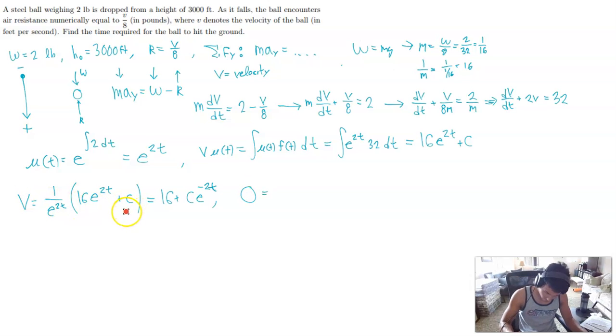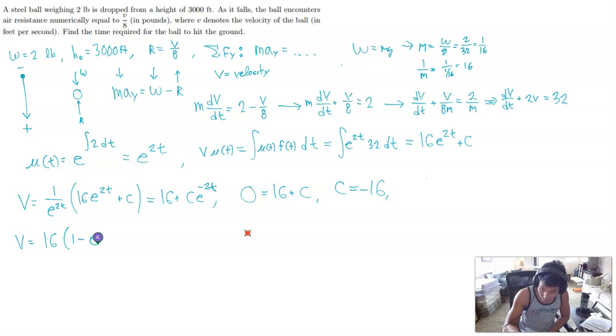So 0, because velocity at t equals 0 is 0, equals 16, and then this is c e to the 0, so c by itself. So you see that c is equal to negative 16. Okay, so that's good. So you get v is equal to, I'm going to factor out the 16 here, 16 times 1 minus e to the negative 2t. So this is your velocity here.